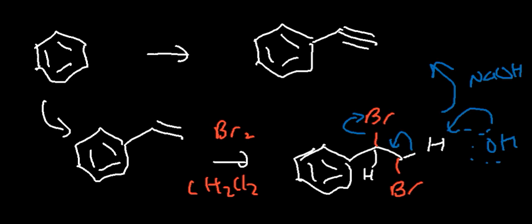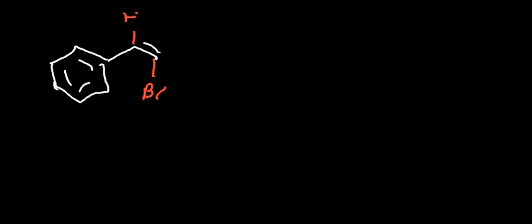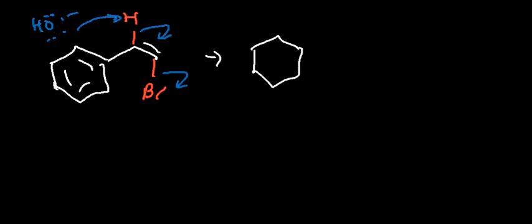So right now what we have is, I need to start on another page. We have a double bond. We still have a bromine atom on this carbon, and we still have a hydrogen here. So another hydroxide molecule could grab this hydrogen, form a triple bond, and expel the bromine atom. So now we have an alkyne.